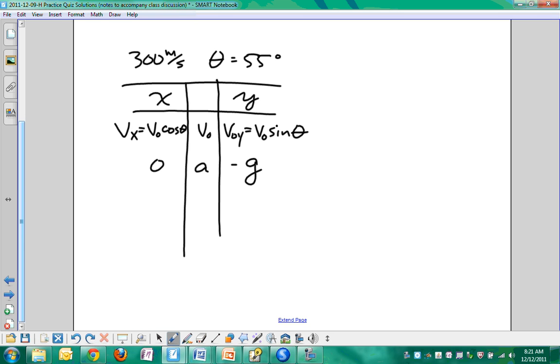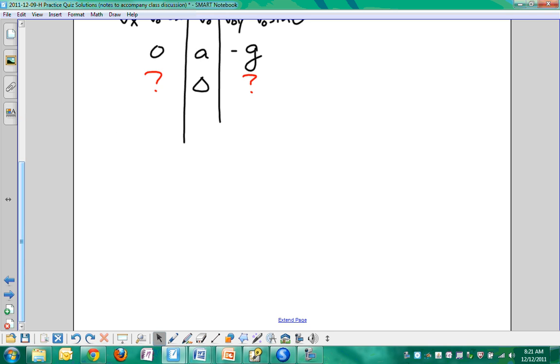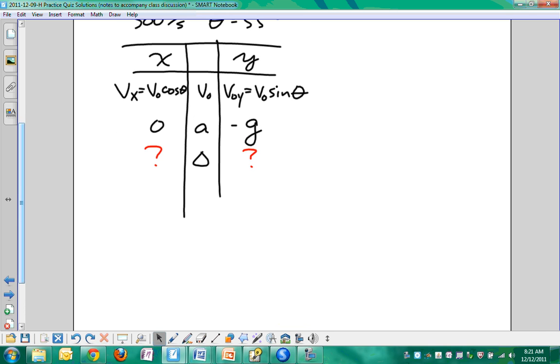All right, what else do we need? Delta. Yes, delta is what we're looking for. In both cases, we're looking for delta y and delta x. Now this is not a typical projectile problem, because time is the bridge, but we're actually given time. So for us, this is a super easy problem because we don't have to solve for t using either the x or y and then plug it into the other.